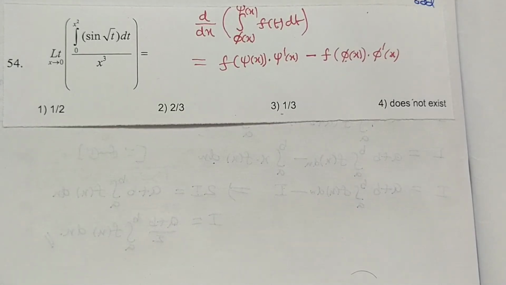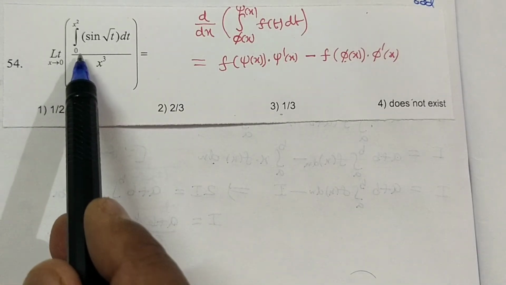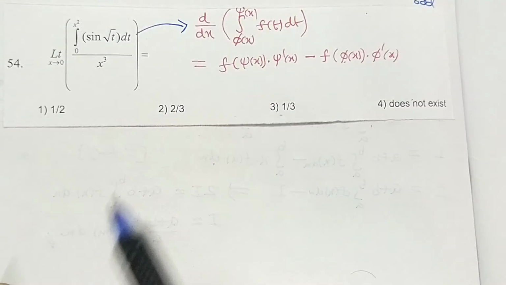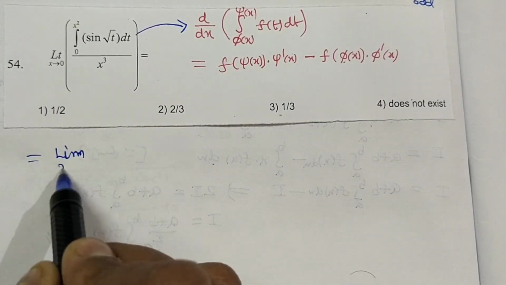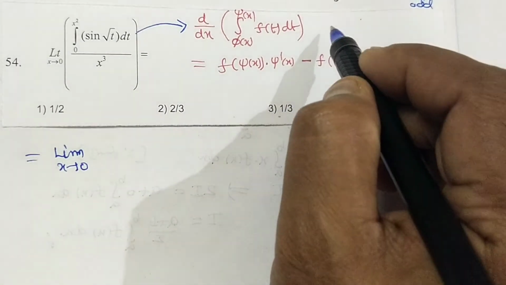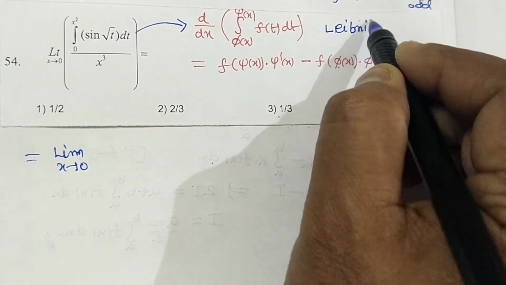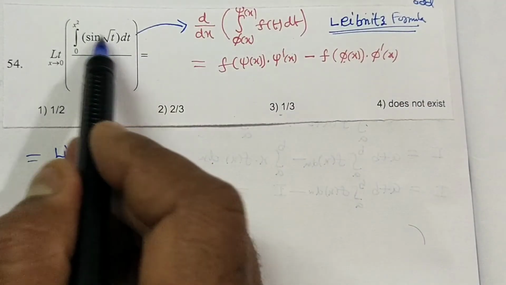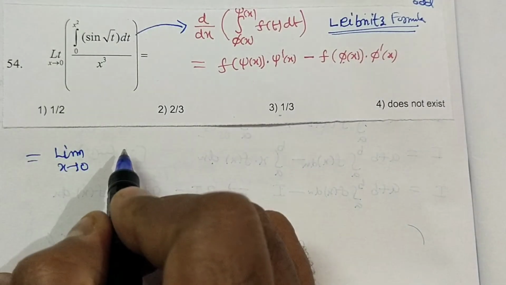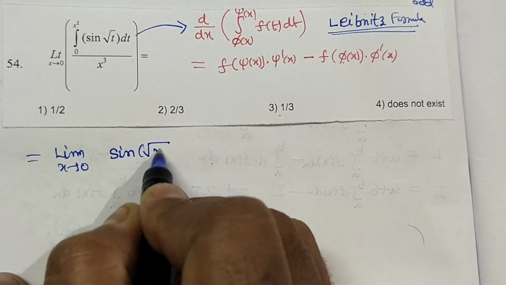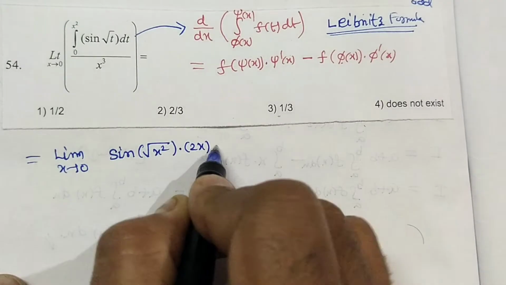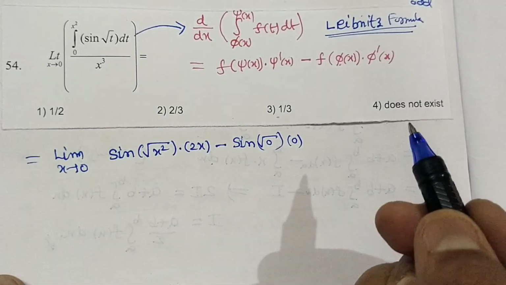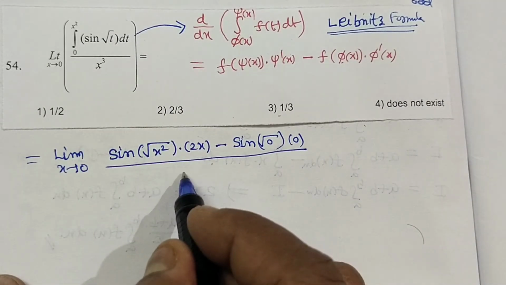So now come to the question. Limit x tends to 0 of the integral 0 to x square sine root t dt. For the numerator, this formula is going to apply. This is equal to limit x tends to 0, by applying Leibniz formula. Wherever t is there, we substitute x square. So sine of root x square into d by dx of x square, which is 2x, minus the lower limit sine of root 0, again the derivative of 0 is 0 only, divided by the derivative of the denominator x cube, whose derivative is 3x square.